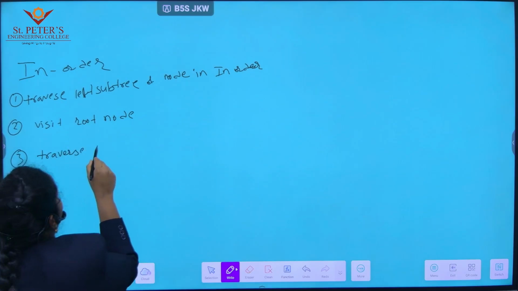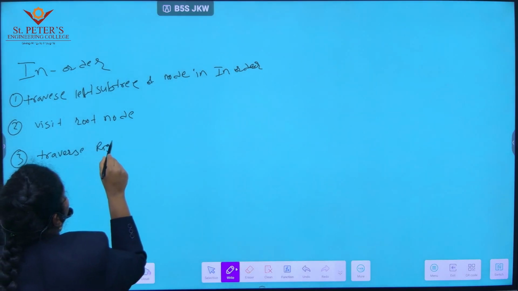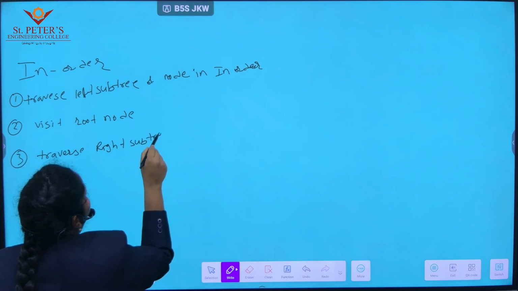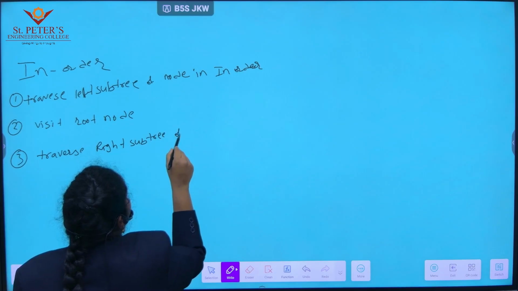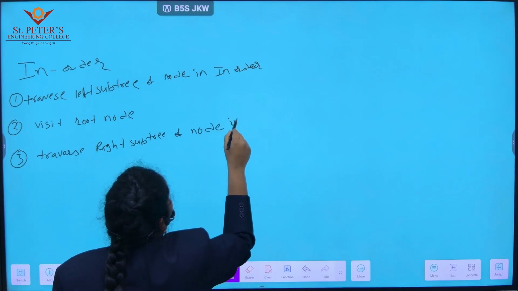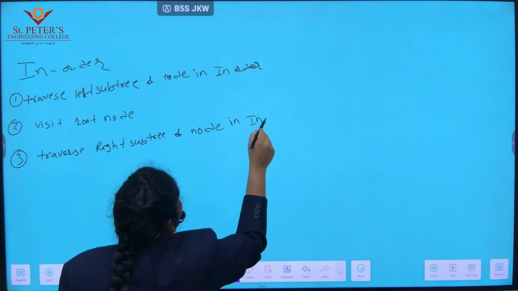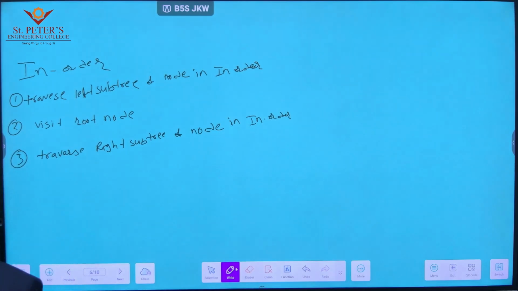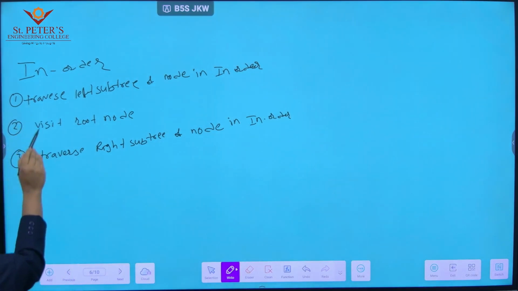traverse right subtree of node in order. Okay, these three are the algorithm steps for in order.